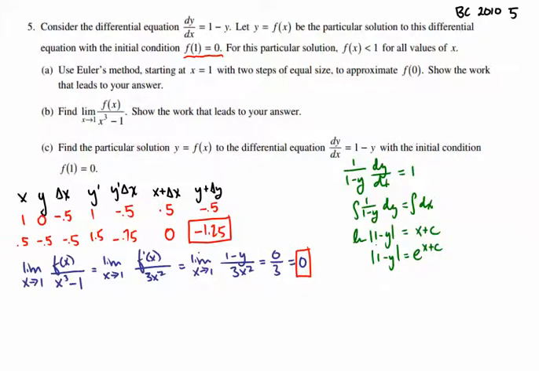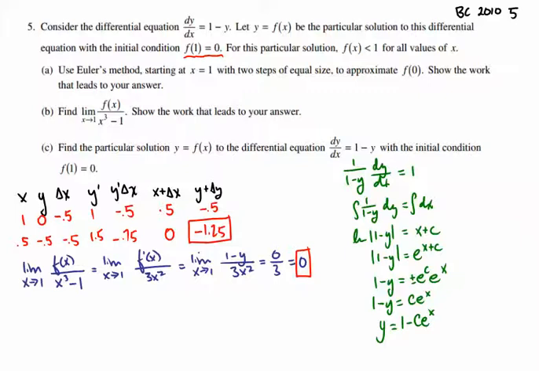And rewriting the e to the x plus c as e to the c times e to the x, and getting rid of the absolute values, I get 1 minus y is equal to plus or minus e to the c times e to the x. Plus or minus e to the c can all come out as one constant. We get 1 minus y is equal to c e to the x. And adding the y to the one side, moving the others over, we're going to get y is equal to 1 minus c e to the x.